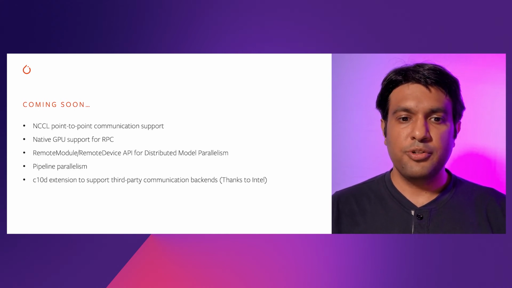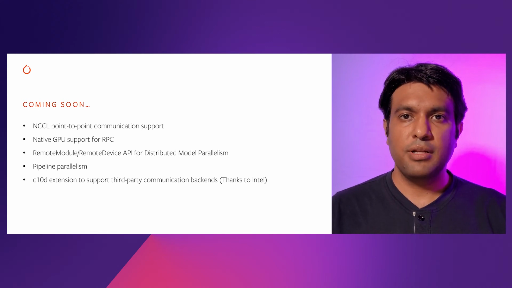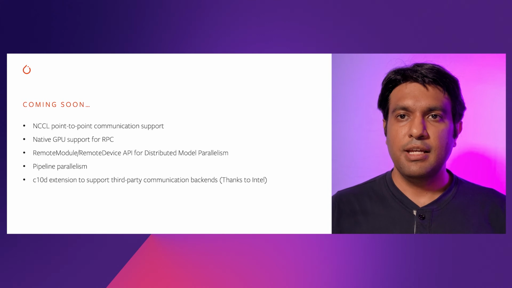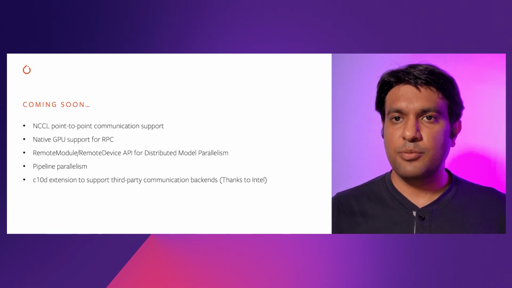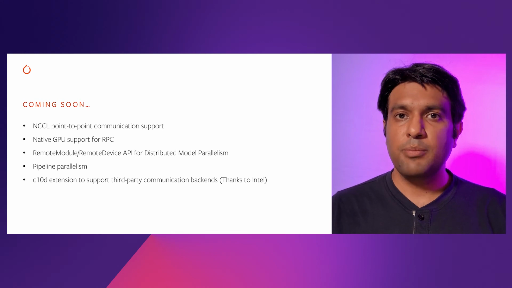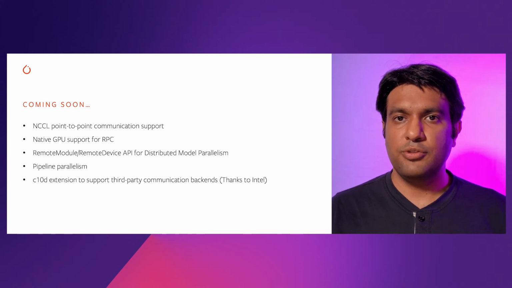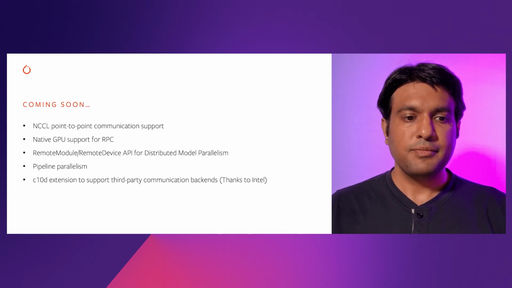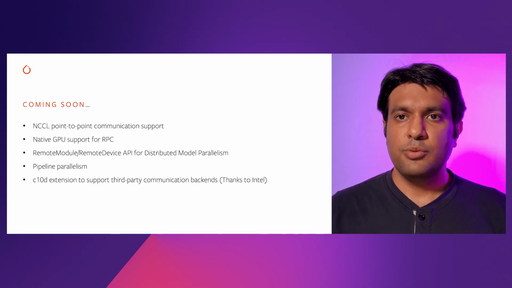We're going to add a remote module, remote device API for distributed model parallelism. So you don't have to use the RPC framework directly. If you want to just place some module or part of a model on a different host, different GPU, you can just use a remote module to do that, and it'll be a nice high-level API. We're going to add pipeline parallelism to PyTorch. This is a very popular way of training models which don't fit on a single GPU, so it'll be very useful for training much larger models. And then finally, we're going to add a C10D extension to support third-party collective communication libraries, and I'd like to thank Intel for this contribution.